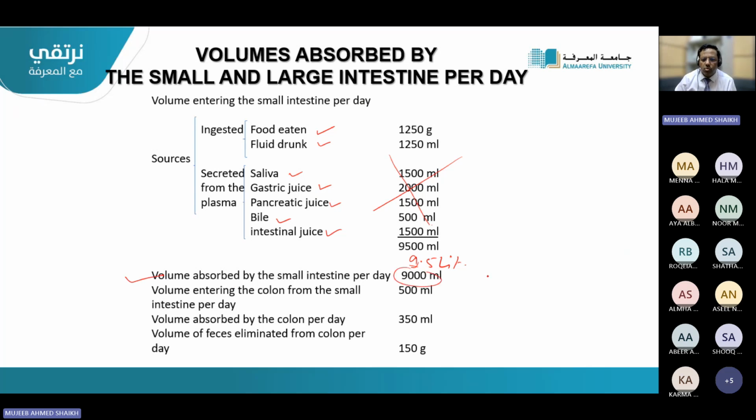So what remains is only 0.5 liter, which will go to the large intestine. Out of this 0.5 liter, the large intestine will absorb 350 ml. So what remains is 150 ml of water, which is lost in the feces.